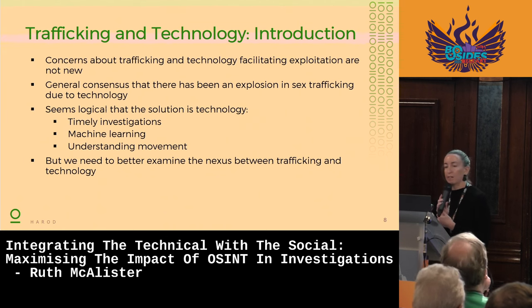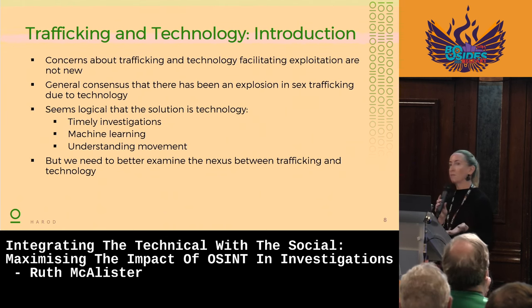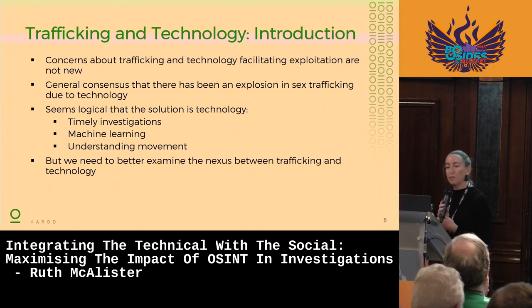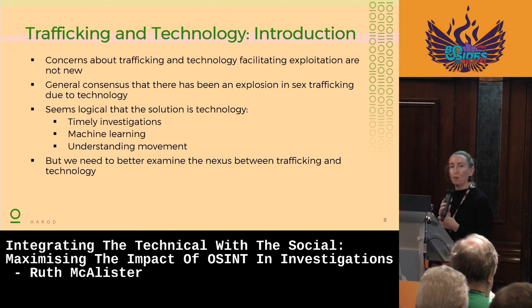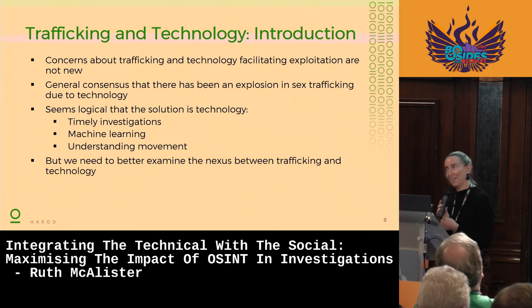So the first thing to highlight is that human trafficking and concerns around it, we hear modern slavery mentioned quite a lot, for example, even in the media. These concerns are not new. There is a general consensus, I would say, throughout the public that there has been an explosion, particularly in sex trafficking, and that's due to technology. So with some of my colleagues, it seems quite logical that the solution to this increase due to technology is to combat it with technology. Timely investigations, machine learning techniques, we can better understand movement and transition patterns through various societies and countries within Europe. So we need to better understand trafficking and technology.